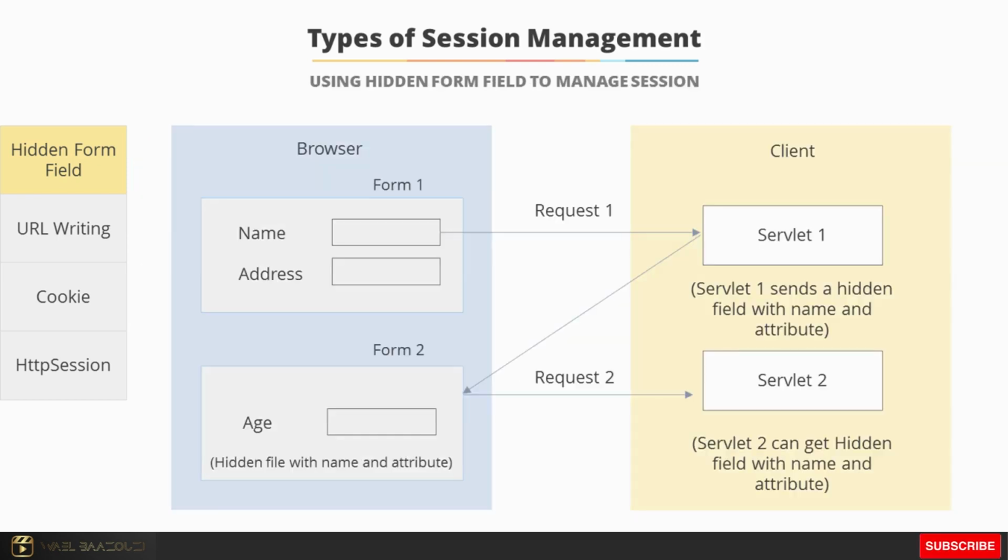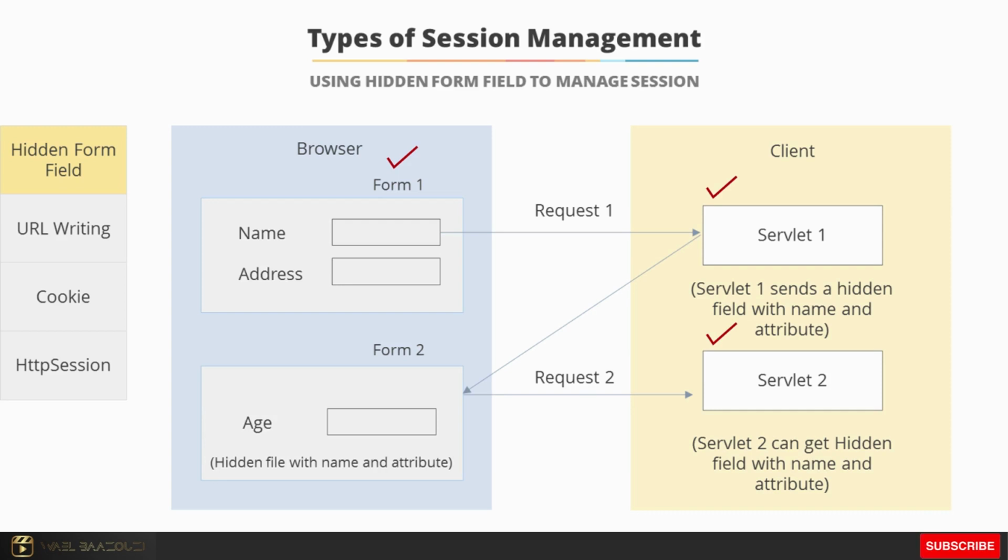So here we have a browser with a form of a name and address. We send a request. The moment we send the request, it hits a servlet. The servlet then sends a hidden field and name as an attribute, and that hidden field with name and attribute is stored along with the HTML page in the client browser. When we send a request again, the servlet can get that hidden field information and retrieve it.